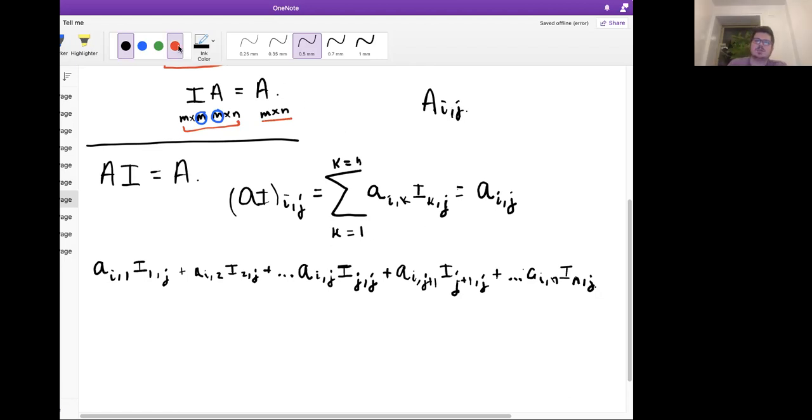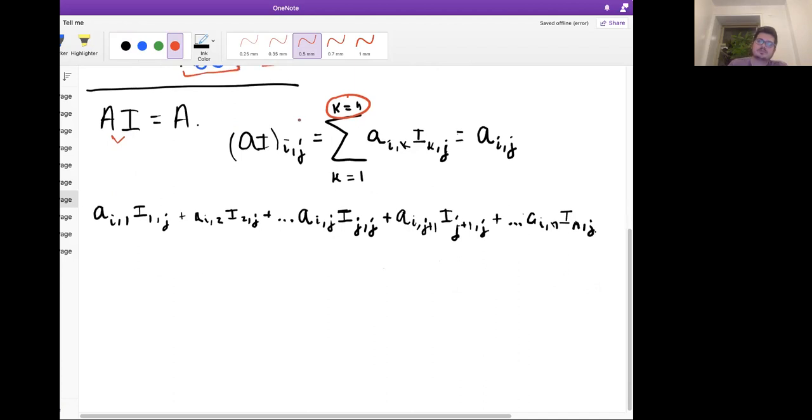Why is N the last one? Because that's where we're summing up until, yeah, K equals N. So what is N is this shared dimension. Yeah, so no problem.